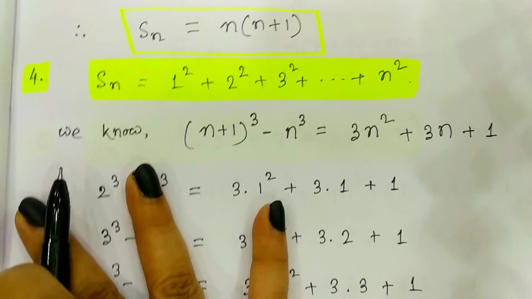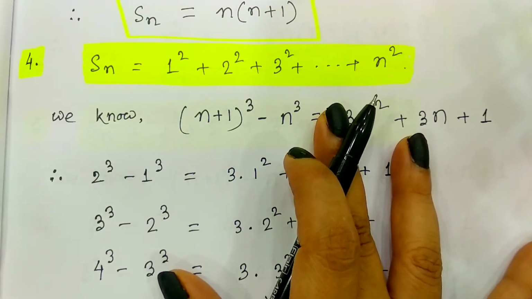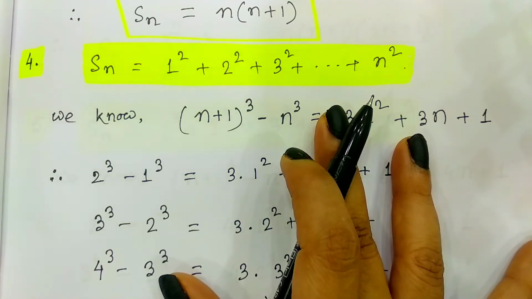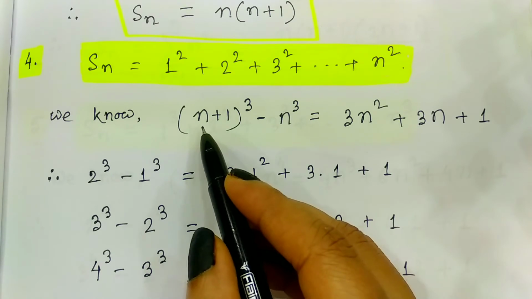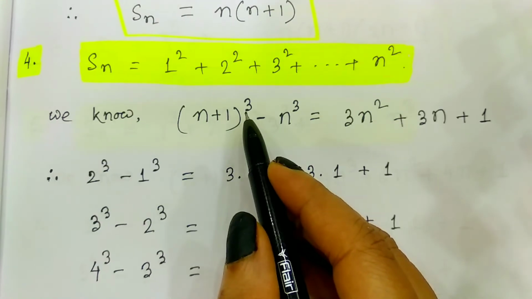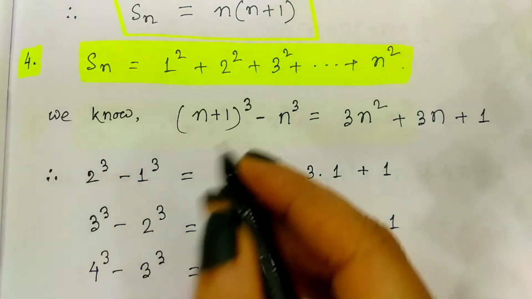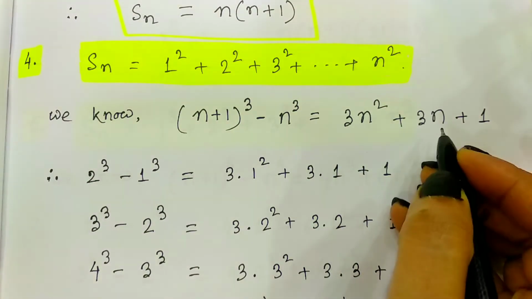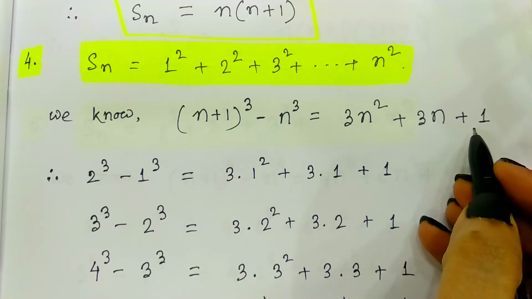Now this series is 1 square plus 2 square plus 3 square, in this way up to n square. So how do we find the summation for this series? We know that if we write (n+1)^3 minus n^3, then this equals 3n^2 plus 3n plus 1, because n^3 cancels out. So the remaining terms are here.